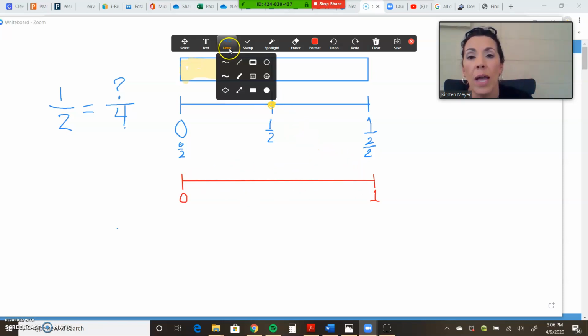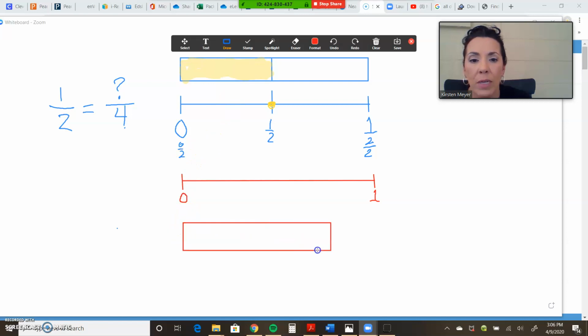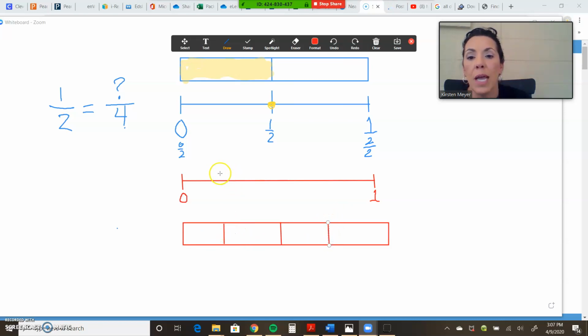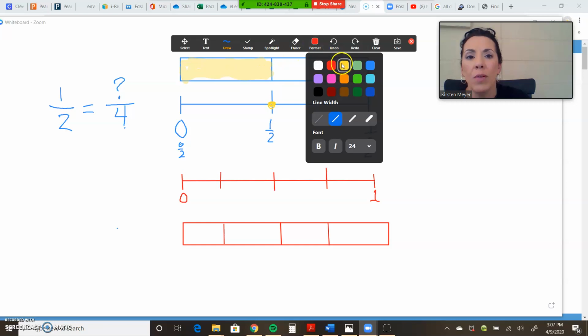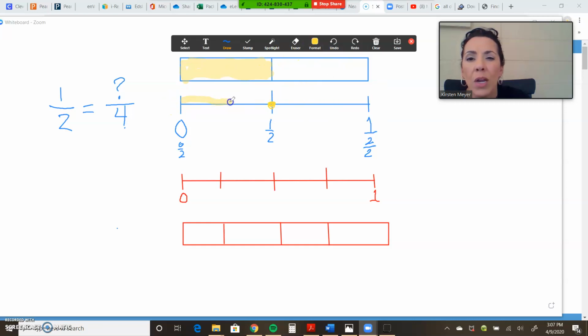So if I had to, I could draw my model, and I'm going to put it down below this time so I have a little bit more room. And I could go ahead and split it into 4 parts. And I can use those 4 parts to decide where I would draw my tick marks here. That would be 1 because it lines up, 2, 3, and so I know now that I have 1 part, 2 parts, 3 parts, 4 parts, just like my model does.